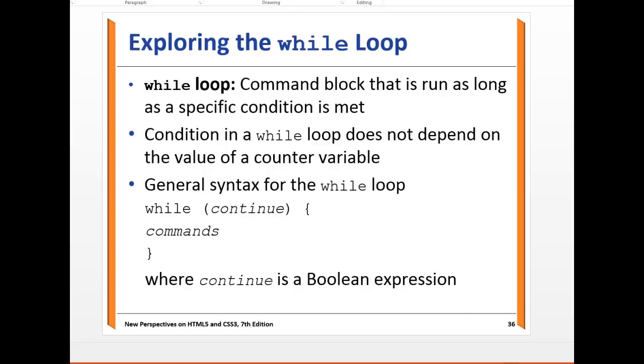So now let's look at the while loop. The while loop, in which a command block is run as long as a specific condition is met, is similar to the for loop. But there is a difference. Unlike the for loop, the condition in a while loop doesn't depend on the value of a counter variable. So the general syntax for the while loop is while continue, open braces, command, close braces, where continue is that Boolean expression.